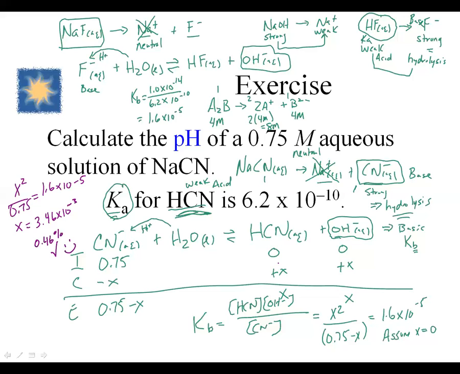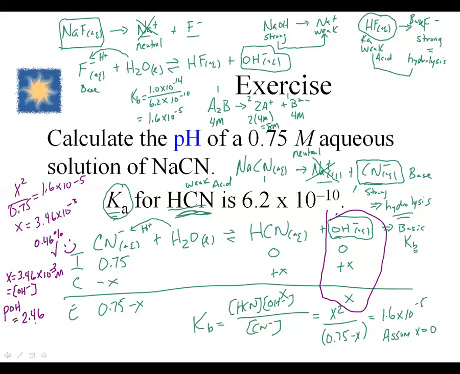So again, when we go to our table, we see that what we can get is our hydroxide, which does equal the X value. So that means that X equals 3.46 times 10 to the minus 3 molar, which is equal to our hydroxide concentration. That again is going to give us a POH that equals, we take the minus the log of that number, gives us a POH of 2.46.